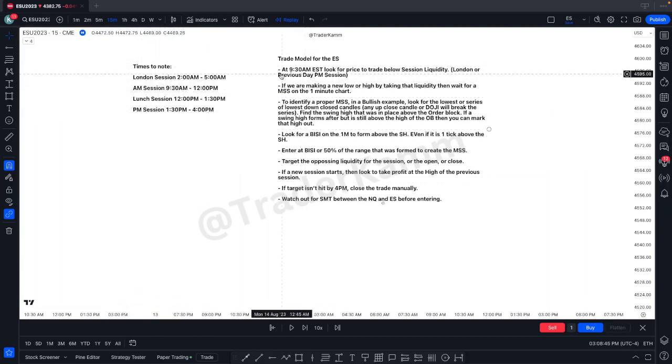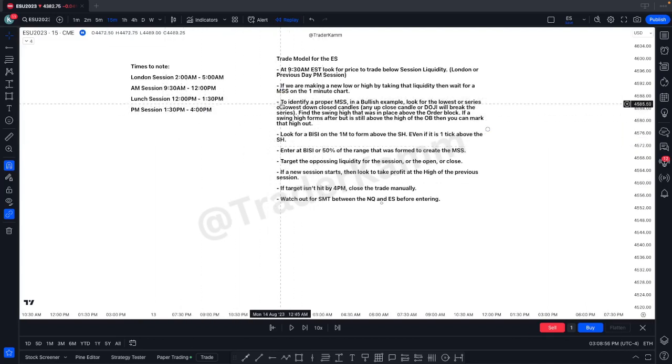But for this model, we're waiting until 9:30 a.m. and we're going to be looking at the high and low of London and the high and low of the PM session, as well as the open and close. And then once we've taken either side, buy side or sell side, we're going to identify a proper market structure shift. I'll go over the example for that.